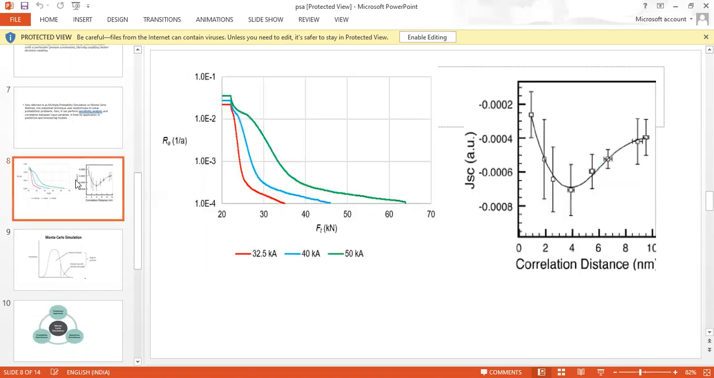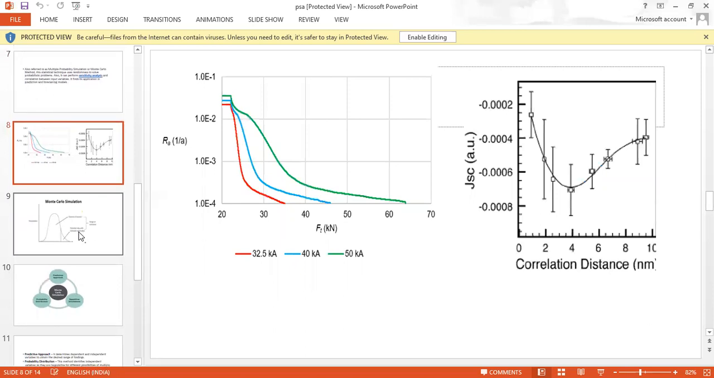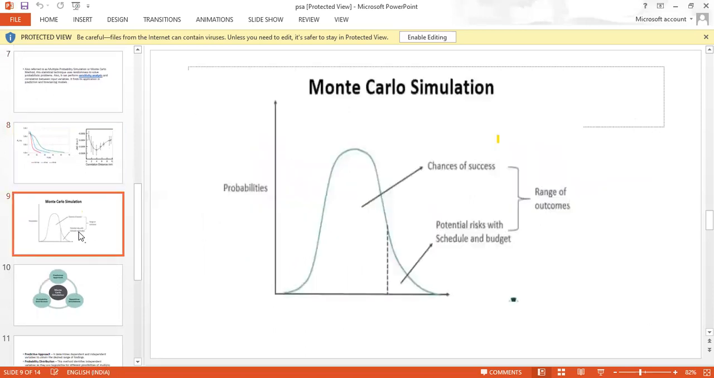The next slide is all about the graph related to the correlation distance and the three varying materials, which are uniformly increased or uniformly decreased. Whereas the second is about the Monte Carlo simulation, which deals with probabilities, chances of success, and potential risk with the schedule and budget, and the range of outcomes.